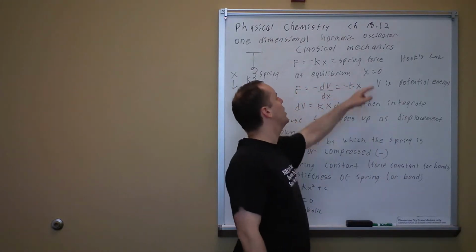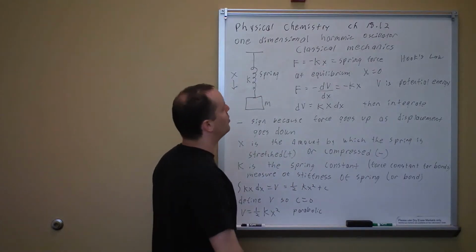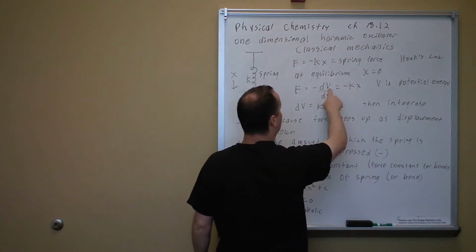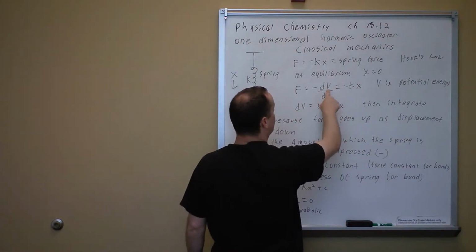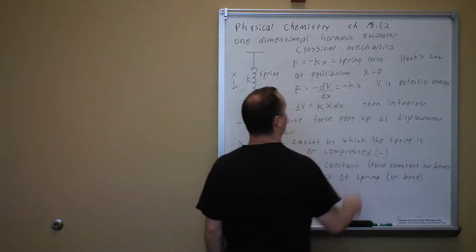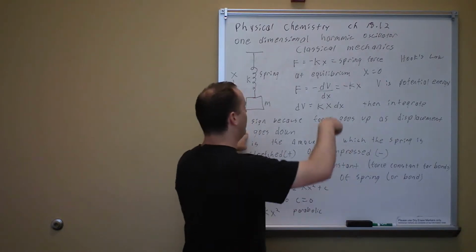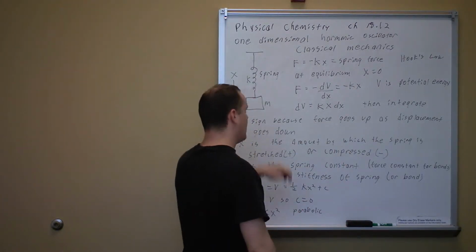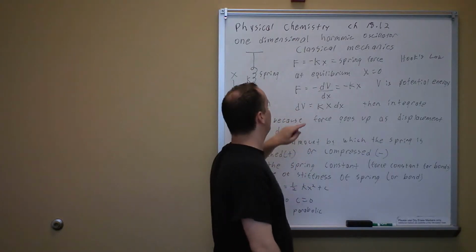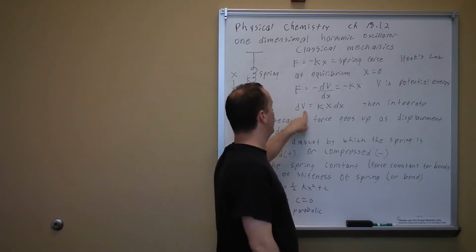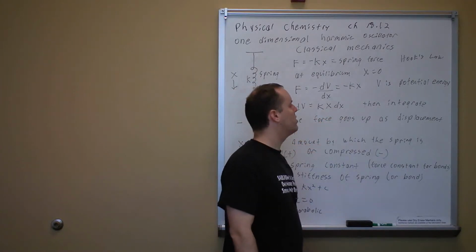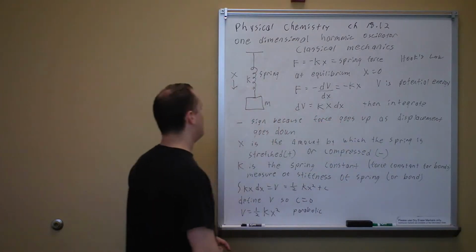Now, we'll just say in equilibrium, our x position is equal to 0. That's kind of arbitrary, but it makes the math easier, obviously. And then force is minus the derivative of V, the potential energy, with respect to x. And that's equal to minus kx. Now remember, the minus sign is because the force is going to go up as displacement goes down. If you don't understand that, you might want to think about it a while. It's kind of important. So rearranging and the minus signs cancel out, we get the differential of the potential energy is equal to the spring constant times the position times the differential of x. We're going to integrate that in a little bit.